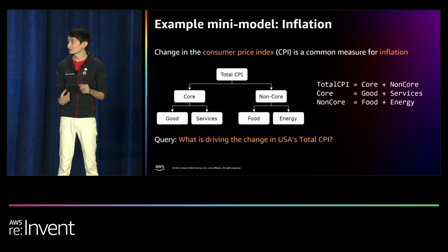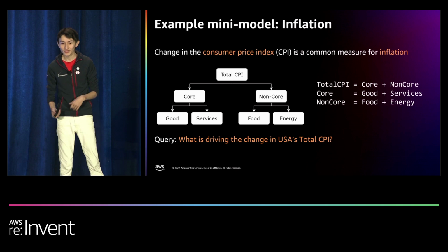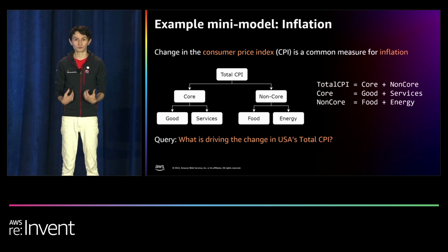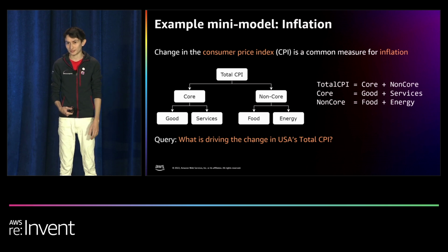Let's go back to the example of inflation. Inflation is usually measured by a change in consumer price index. Now, there's a lot of economic jargon in here. You don't need to pay too much attention to that. But this is a very common model for inflation. In fact, you can find numbers for these on the US government website.